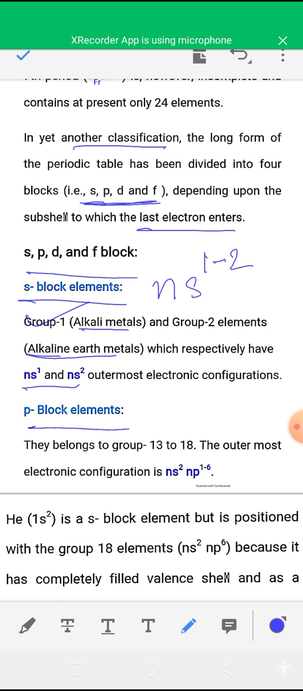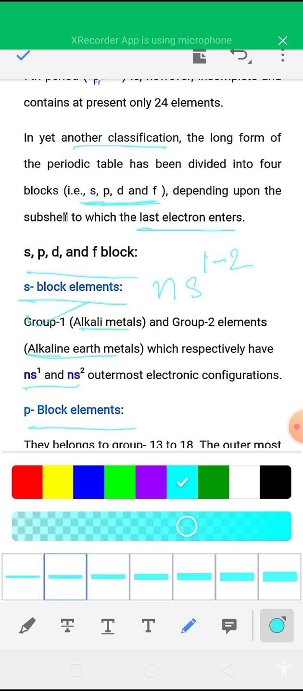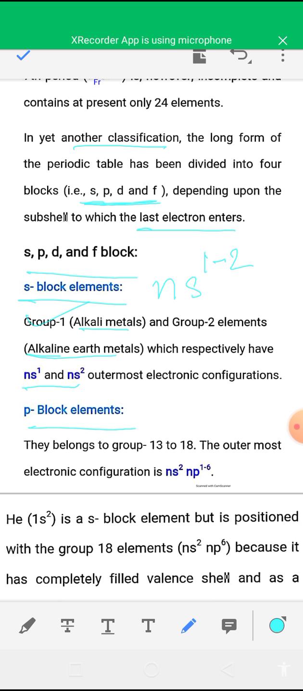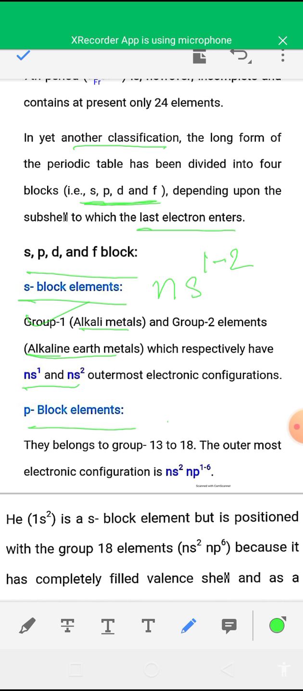Now P block. In P block, that is group 13 to 18, the elements are known as P block elements, and their outermost electronic configuration is ns2, np1 to 6. You have to remember the outermost electronic configuration of each block, okay. So P block elements have general outermost electronic configuration ns2, np1 to 6.